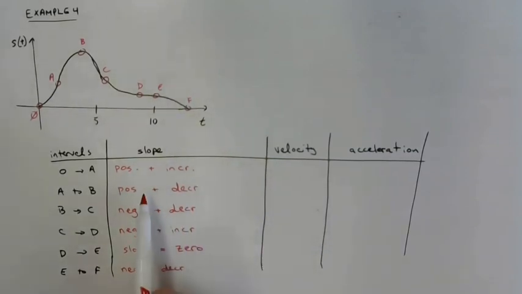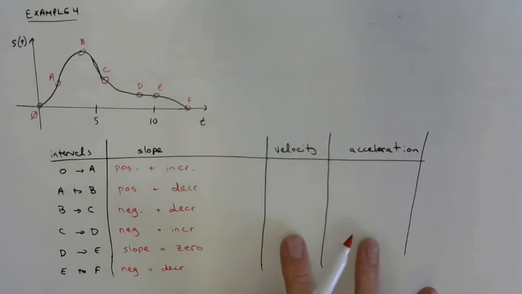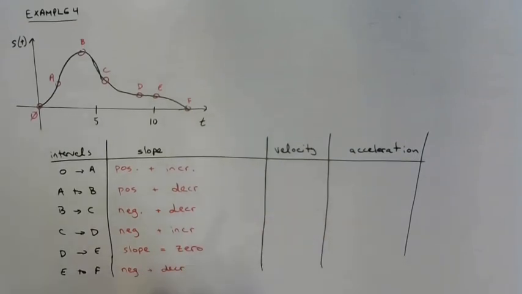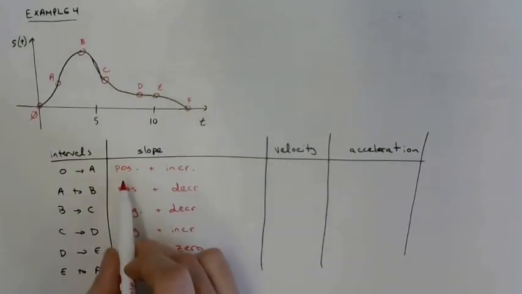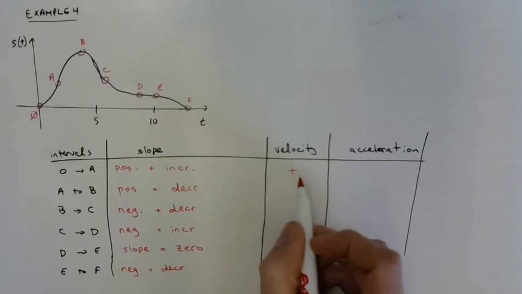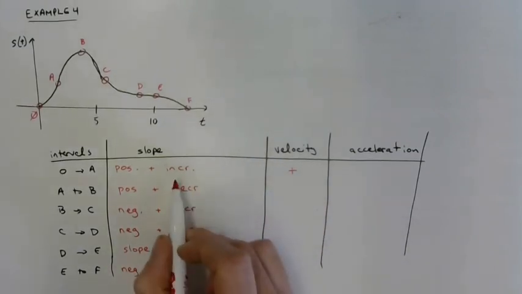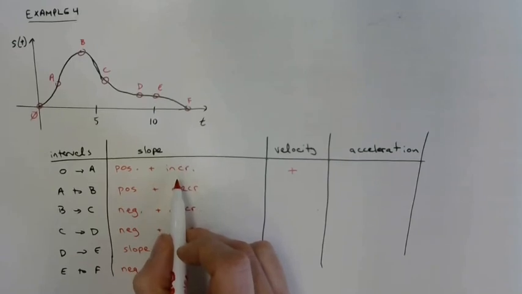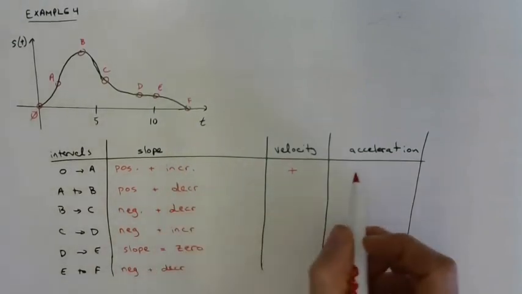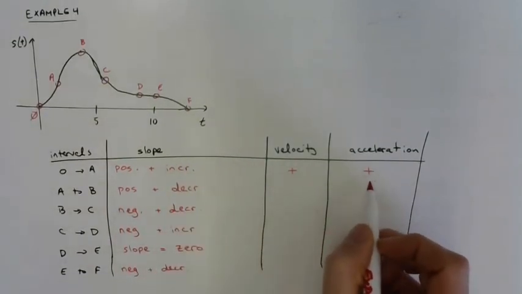Okay, so just like in the last example, but we're kind of flipping it over. Last example, we did these columns first, and then we described the slope. This time we've described the slope, and now from that we can get velocity and acceleration. So if we have a positive slope, then the velocity must be positive. And if the slope is increasing, then they must be accelerating in the same direction that they're heading. It's positive, positive.